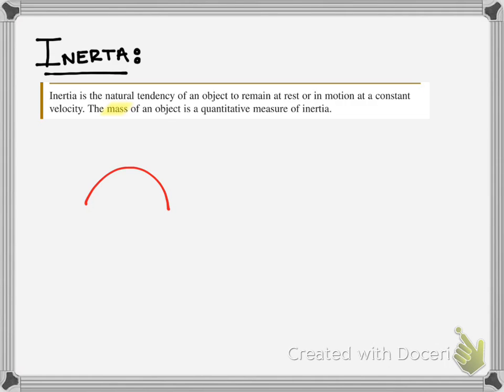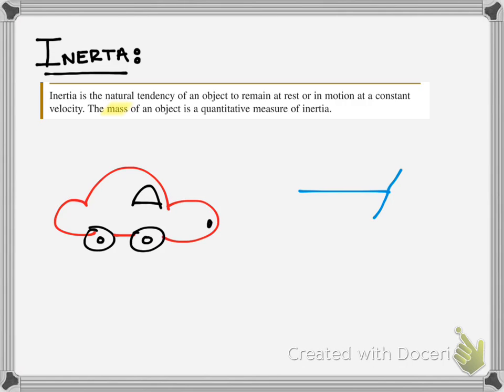So here I did my best to draw what might look like a car and a bike. Once again, sorry for the really bad drawings, but if their inertias are compared, then we can say that the car's inertia is greater than the bike's inertia.